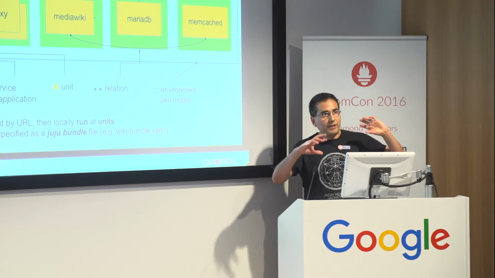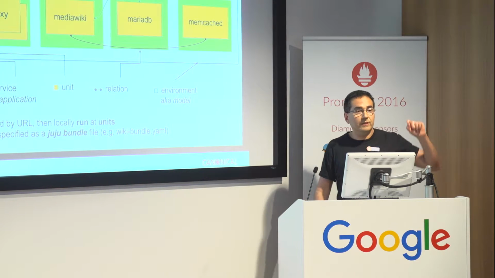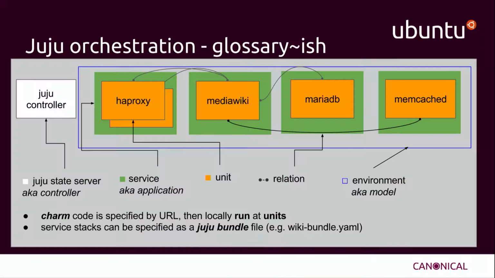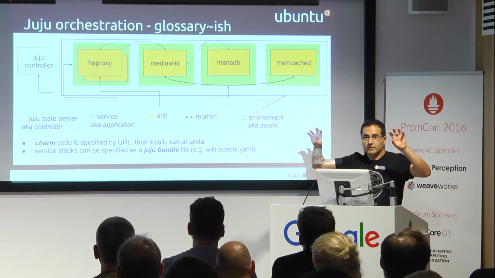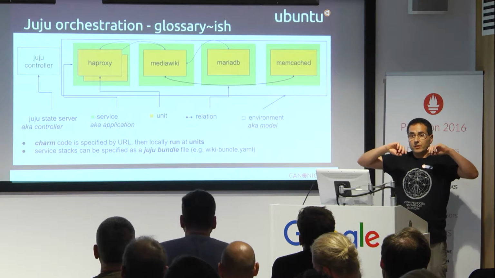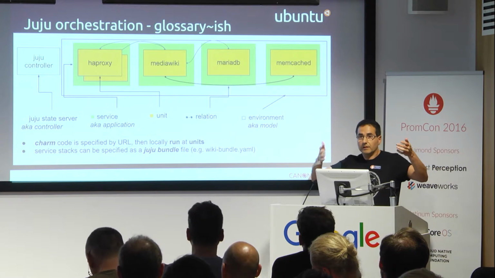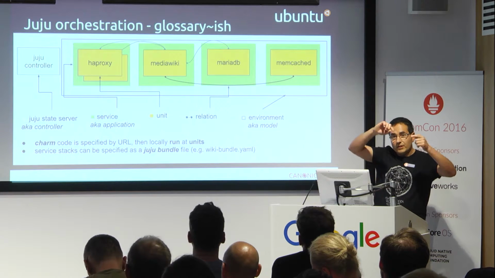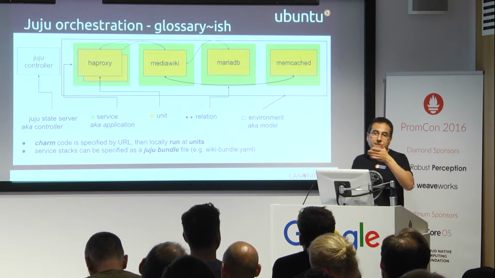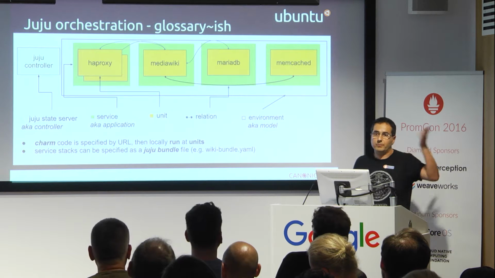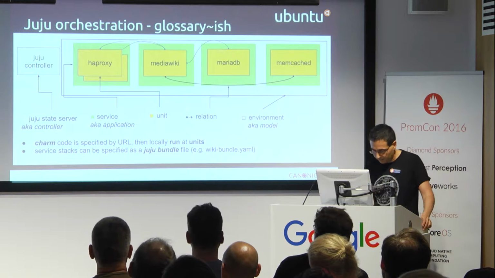A bit of glossary, especially regarding service and units. There we have four services, but in particular HAProxy has two units. Then the relation happens between services, but the units get this new information about all the units that have been related to the other service to reconfigure themselves. Essentially what the charm does there is it acts on a relation and modifies, for example, etc HAProxy.conf to point to the new set of backends.